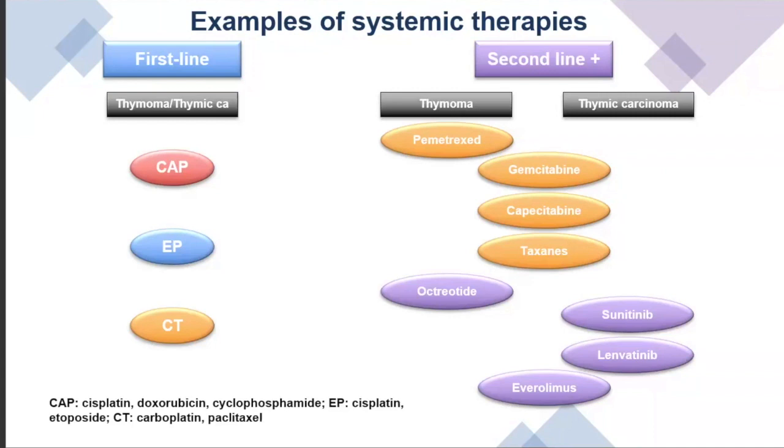I've also pointed out, as you'll see, there are some drugs we preferentially use for thymomas because they work much better. Examples are pemetrexed and octreotide. And then there are others which work really for thymic carcinoma and don't really do much in patients with thymoma. And those are sunitinib and lenvatinib, which is very recent. The ones in the middle there, gemcitabine, capecitabine, the drugs called taxanes, as well as the targeted drug everolimus, can really be used for both histologies.